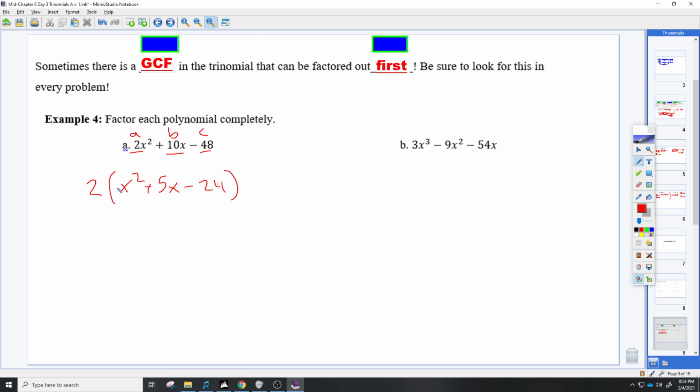But now we have a problem where a is 1, we have a b value and a c value. So we're going to be looking at a c of -24, trying to multiply to get that, and a b value of 5. So how do you get to multiply to get 24 and add to get 5? So they're probably both going to have to be different signs, right? With a positive and negative. What would that be?